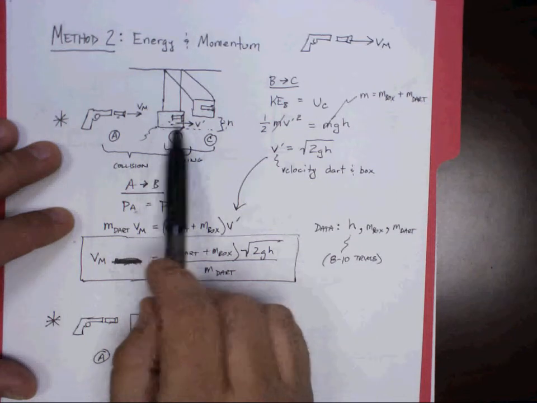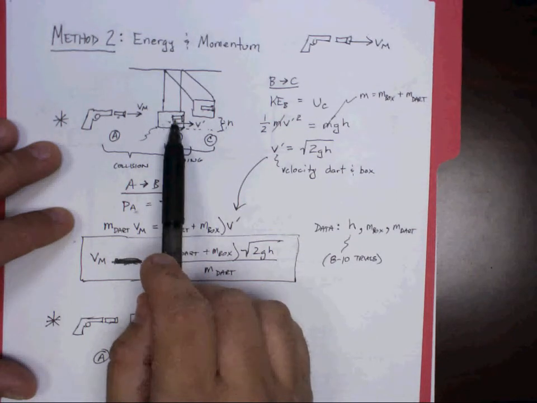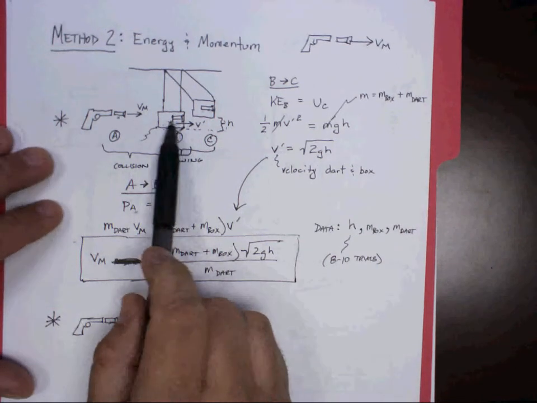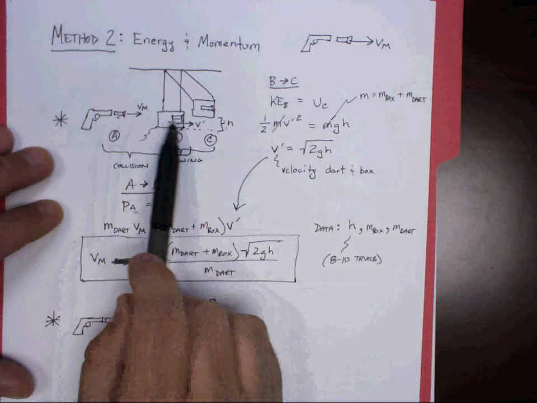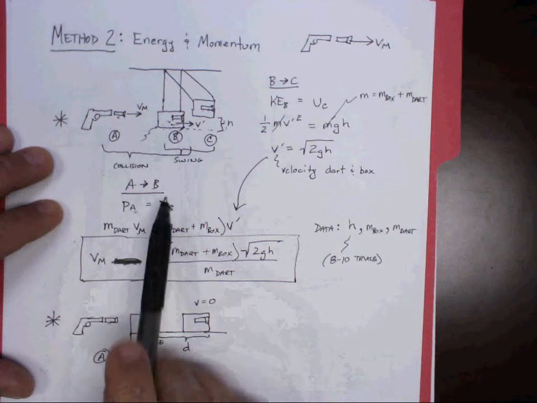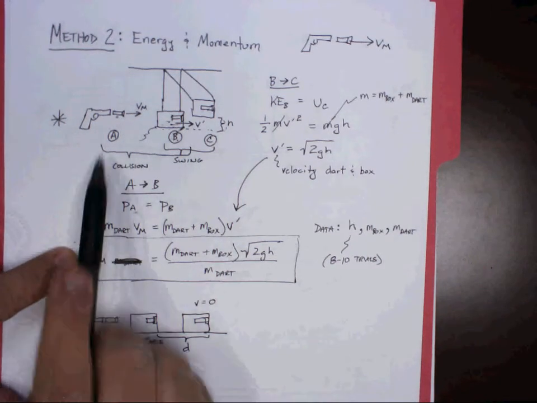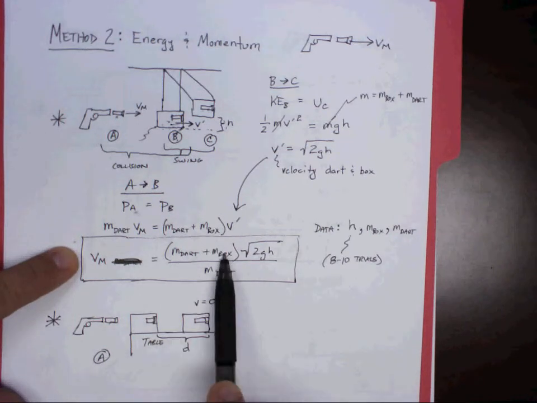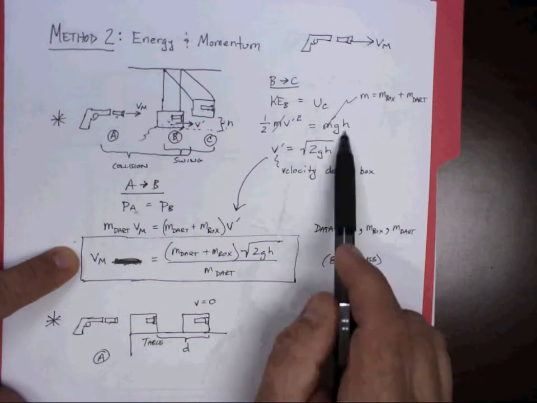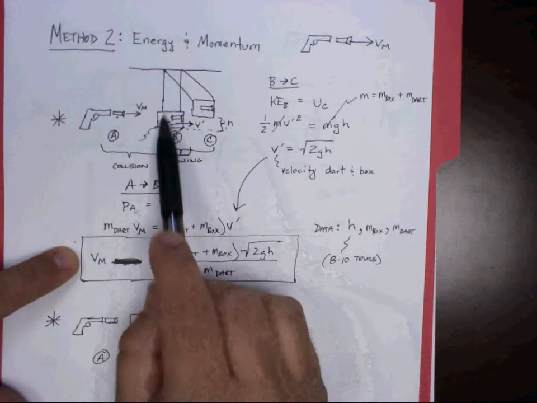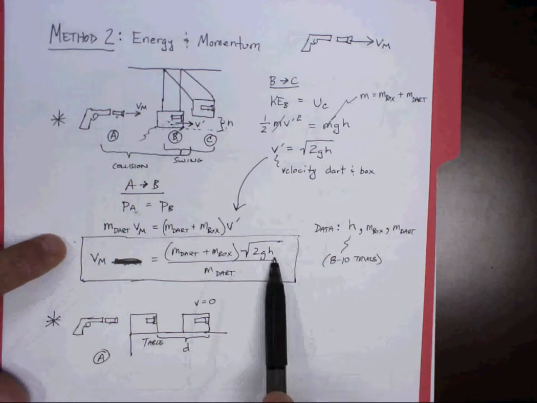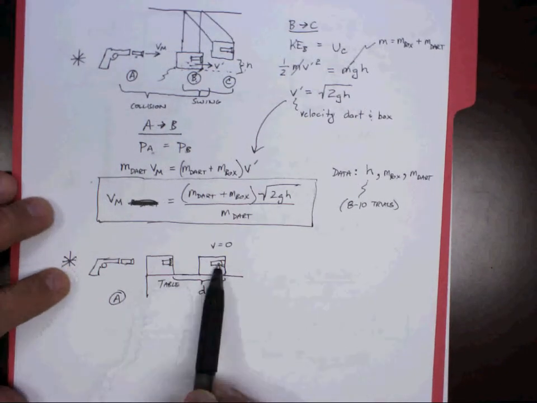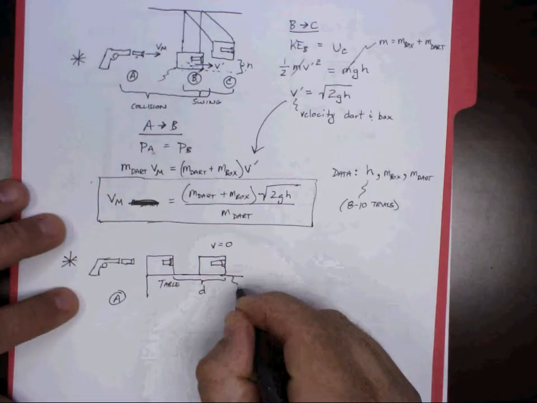And from that height, you work backwards to find the speed with which the dart and the box move off together. Then we took that speed and worked back into the collision problem from B to A, and found that the muzzle velocity of the dart is this equation: the mass of the dart plus the mass of the box, times the square root of 2gh, which was that speed with which they leave together, divided by the mass of the dart, and the only variable you need is h.